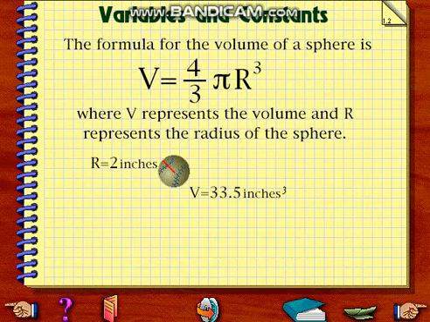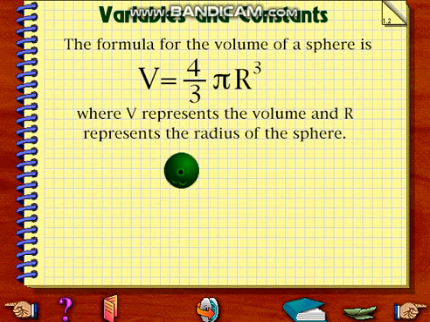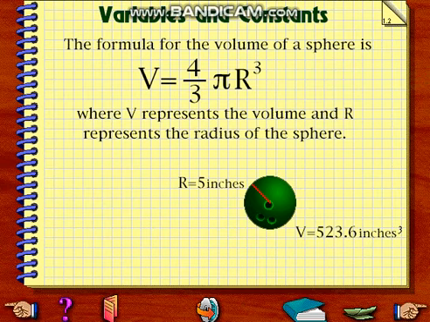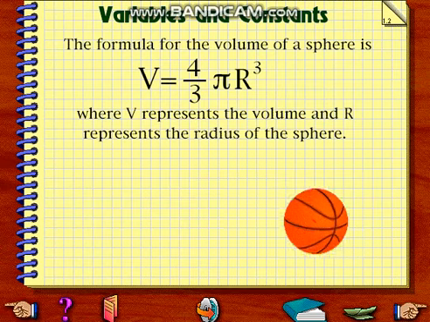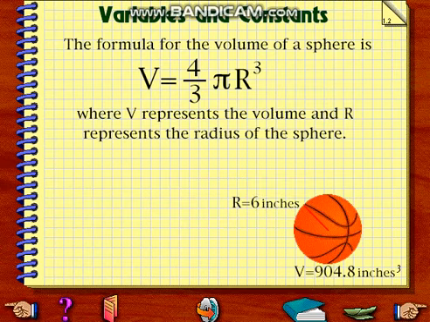Let's calculate the volume of a baseball which has a radius of 2 inches. Using this formula, we find that its volume is 33.5 cubic inches. Now let's replace the baseball with a bowling ball, which has a radius of 5 inches. Again, using this formula, we find that its volume is 523.6 cubic inches. And if we replace the bowling ball with a basketball, which has a radius of 6 inches, we'd find that its volume would be 904.8 cubic inches. To continue, click on the Next page icon.